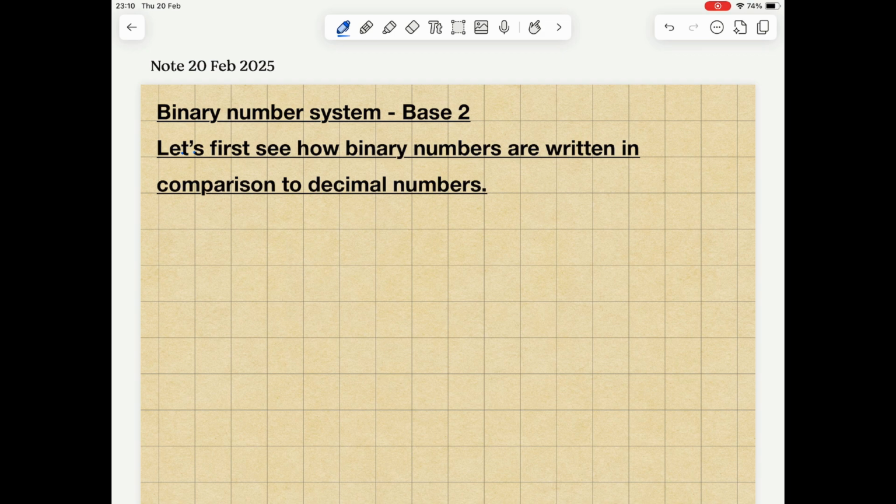Let's look at the binary number system, base 2. Let's first see how binary numbers are written in comparison to decimal numbers. So we do them side by side. So I can write decimal, and then binary on the right hand side.